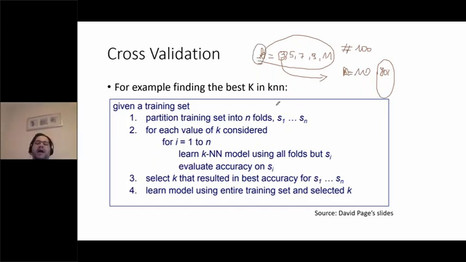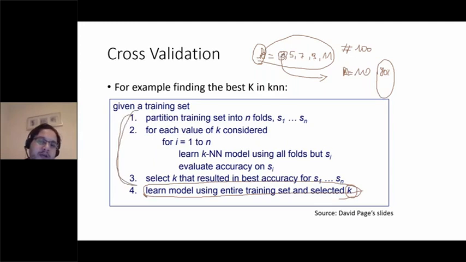And then, after that, we learn the model using the entire training set and the selected K. Do you understand this bit? Guys, anyone? Do you understand what we did in number 4? From 1 to 3, it's the regular stuff.